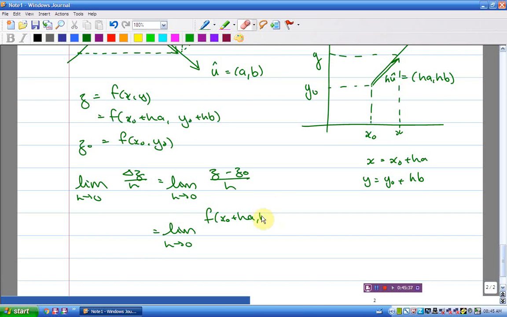Okay. All I'm doing here basically is writing down the formula now. I've derived the formula. Well, derive is a strong word. I've justified the formula.